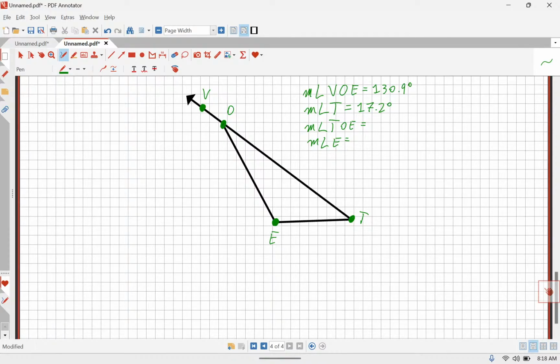Okay, so you've got these labeled perfectly. Now, just like what Sophie did, what do you know about this angle and this angle? Yeah, so what can I do to find out the measure of the unknown one? Yeah, do 180 minus 130.9. So that one's got to be 49.1. Will you label that for me? And that would be TOE.